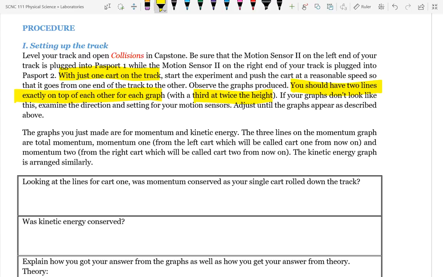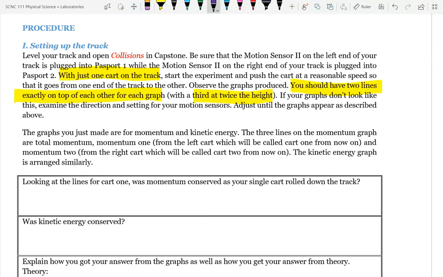Now you have some questions to answer. So you look at the lines for cart 1. Okay, you only had one cart, but it was recording cart 1 and cart 2. A reasonable person says, how does that work? How can it record for cart 1 and cart 2 when there's only one cart? Is that a reasonable question? This detector here, by default, whatever it sees, it calls cart 1. This detector here, by default, whatever it sees, it calls cart 2. So in this case, cart 1 and cart 2 were the same thing because each detector saw the same cart. That's why they should be exactly on top of each other.